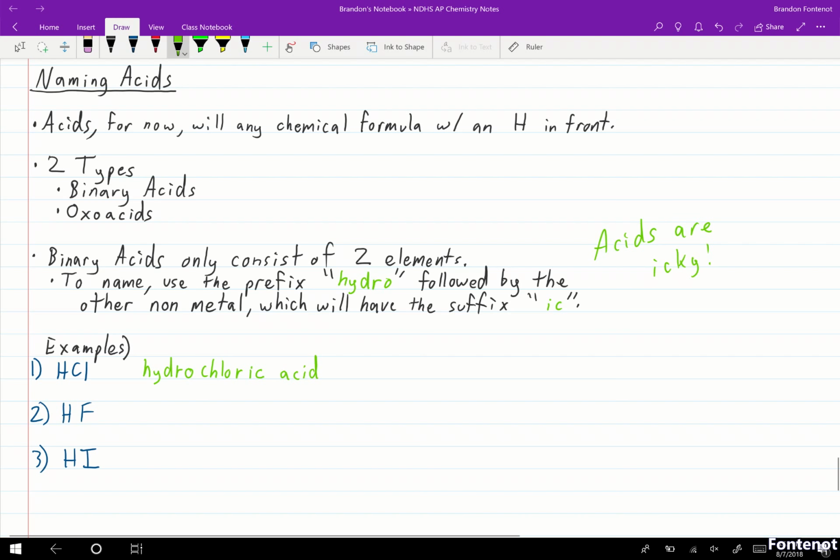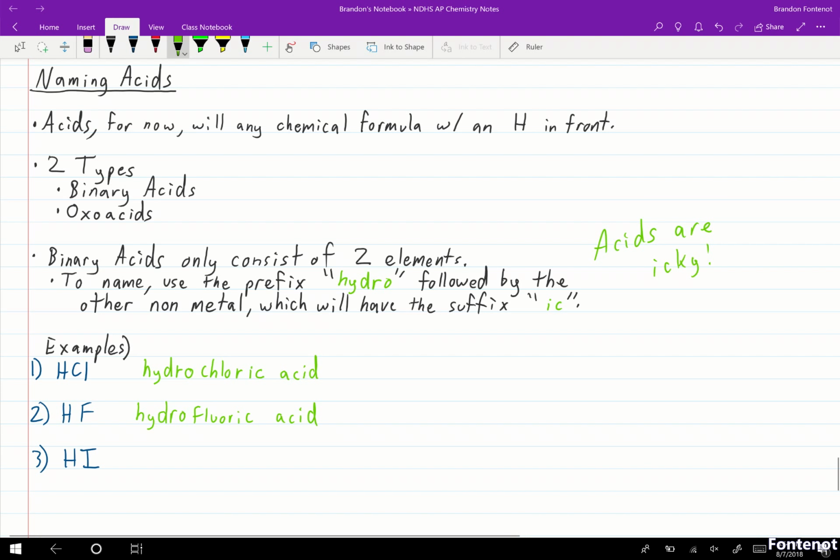All right? Same thing here for number 2, HF. We got H in front, so I gotta say hydro. The F right there stands for fluorine, but I know I can't say hydrofluorine because that's not right. So instead, I have to change the ending of the fluorine to -ic. So it's gonna be hydrofluoric, because fluorine's weird spelling, acid.